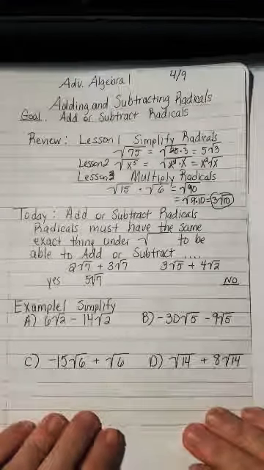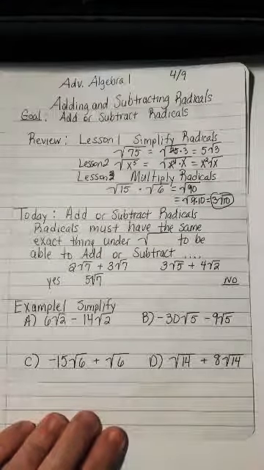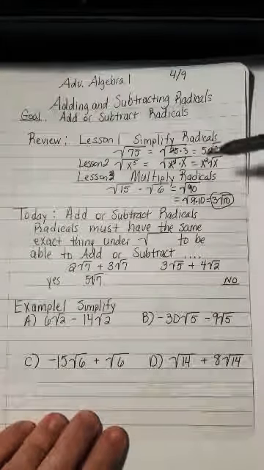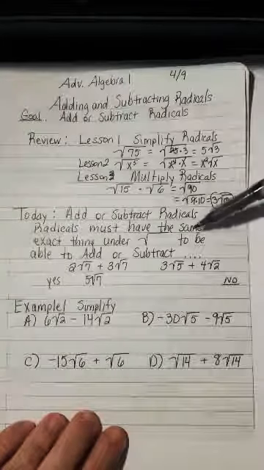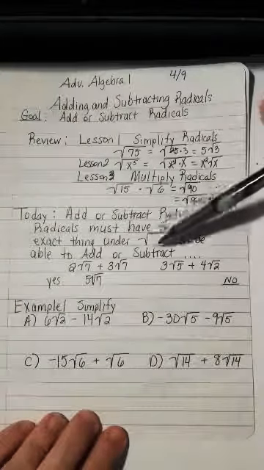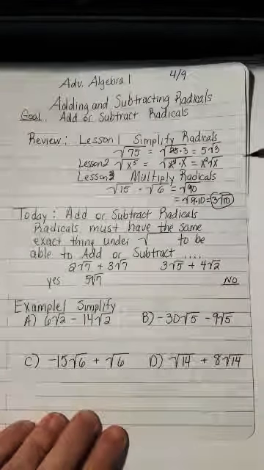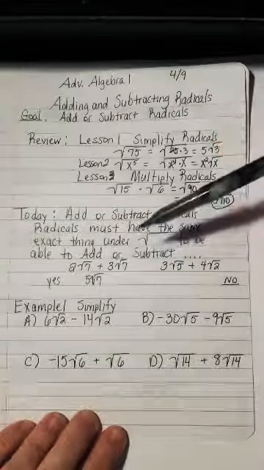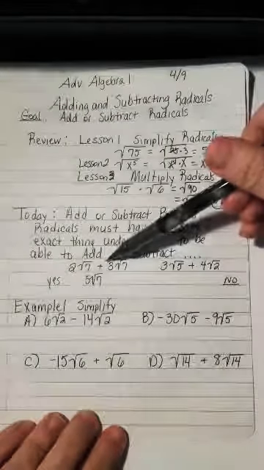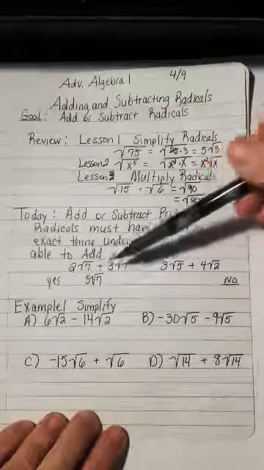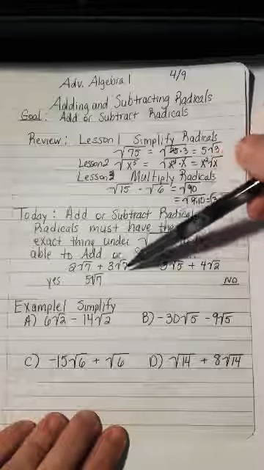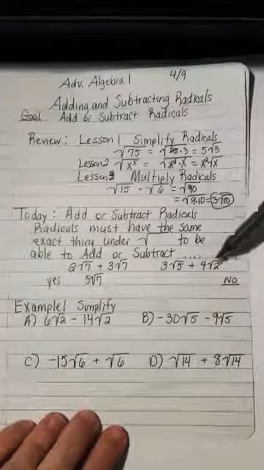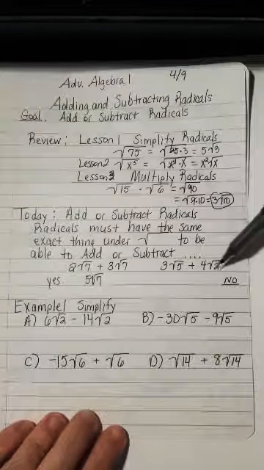So let me back up and just emphasize that what we're doing today is adding and subtracting radicals. In order to add or subtract radicals, you must have the same exact thing under the square root symbol. And so I showed two problems involving adding radicals. This first one you can work because you have a 7 under the square root on both of them. They match. On this problem, you can't add those because you have two different numbers under the square root. So you can't simplify that problem.